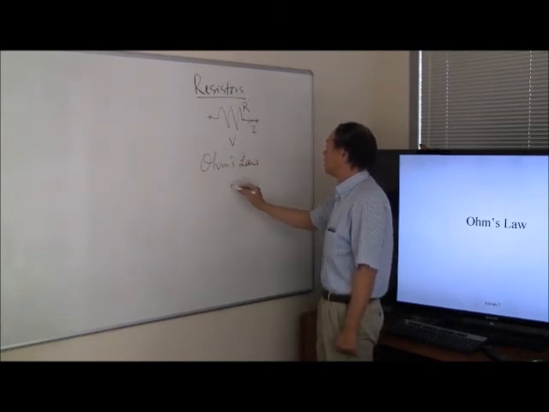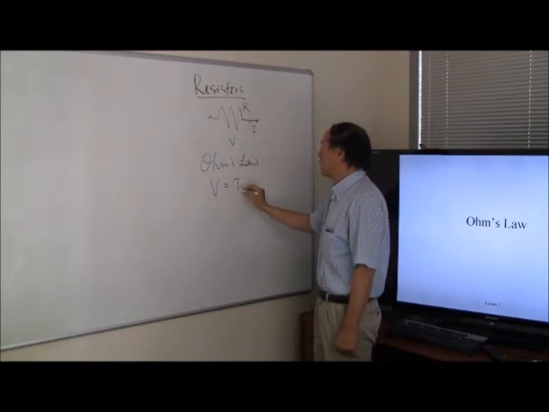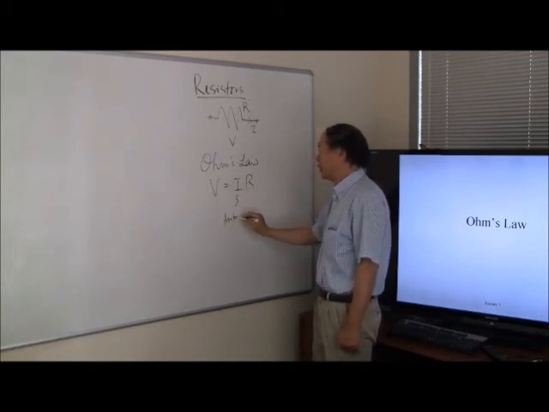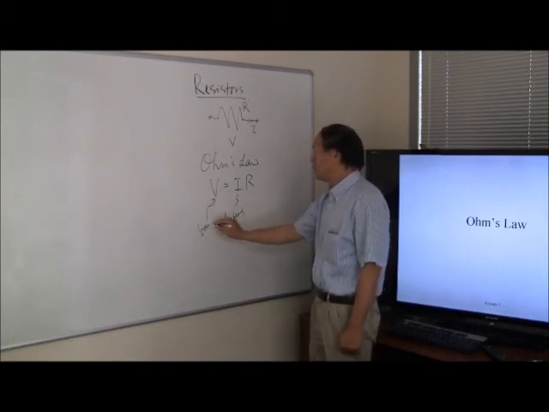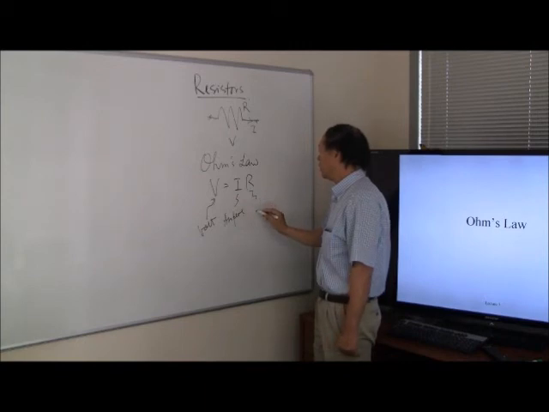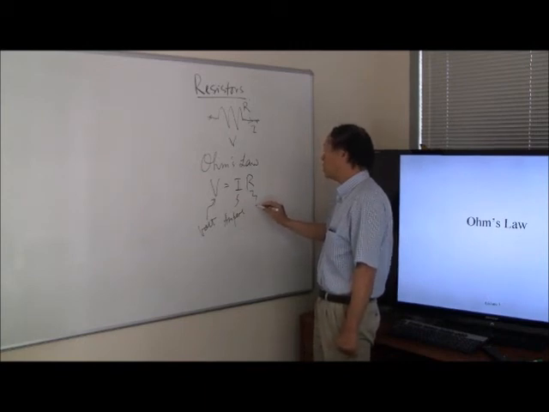states that V is equal to I times R, where I is measured in terms of ampere that we described, V is measured in terms of volt, and R is measured in terms of ohm.